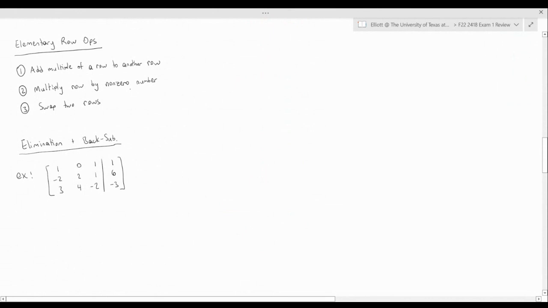The second type of elementary row operation that you can perform is you can also multiply a row by a non-zero number.